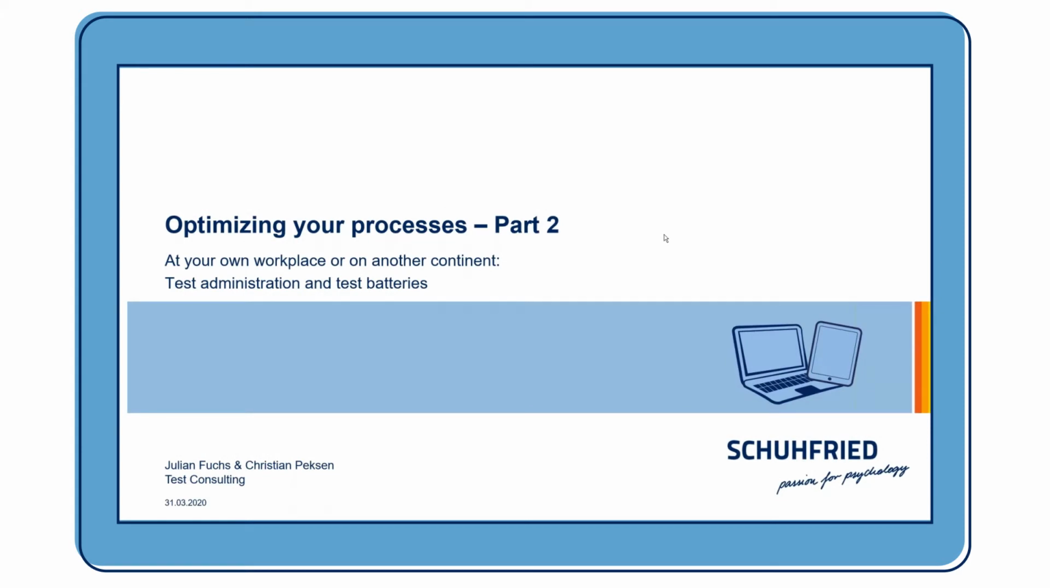Today we are going to be talking about optimizing your processes. Once again, this is the second part of a three-part series of webinars. And today's topic will be test administration and test batteries, at your own workplace or on another continent.